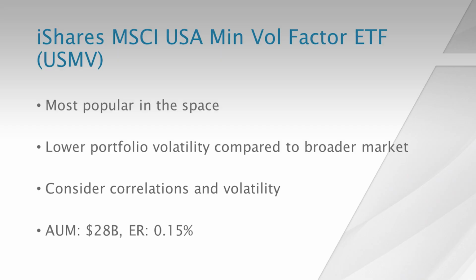The first one we are highlighting is by iShares. It is the most popular product in this space. The ticker symbol is USMV, and this is minimum volatility. It focuses not only on the volatility of the stocks in its portfolio, but also on correlations between those stocks, so as to construct a portfolio which has lower volatility compared to the broader market. Very popular with 28 billion in assets and reasonably priced at 15 basis points.